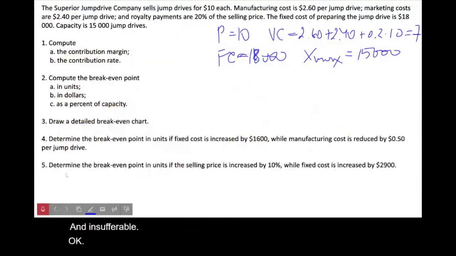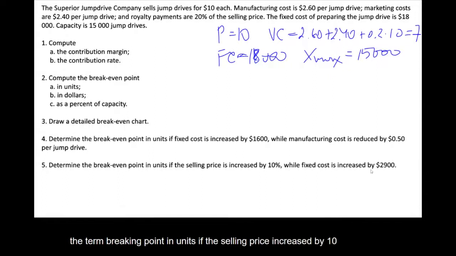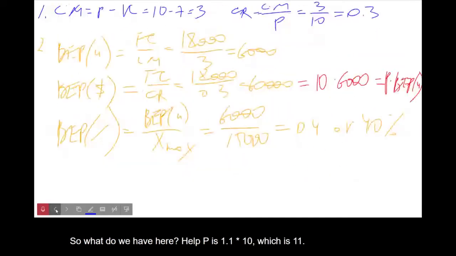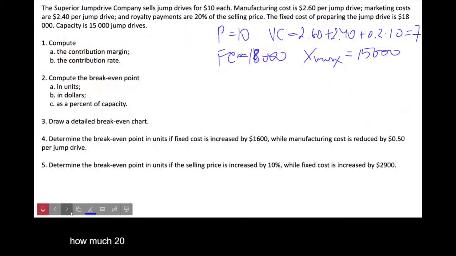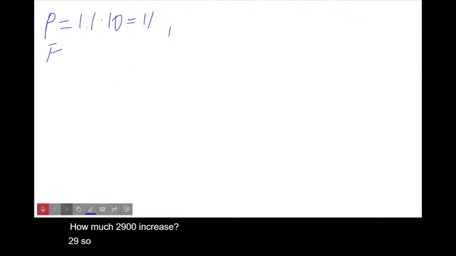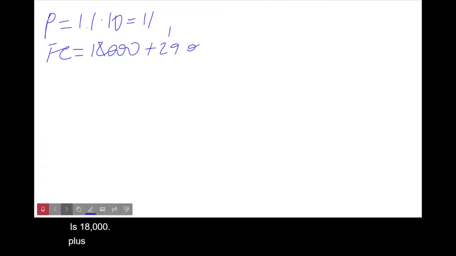Okay. Determine the break-even point in units if the selling price increased by 10% while fixed cost is increased by 2,900. So what do we have? We have P is 1.1 times 10, which is 11. The increase is 2,900, so fixed cost is 18,000 plus 2,900. What is it? 20,900.